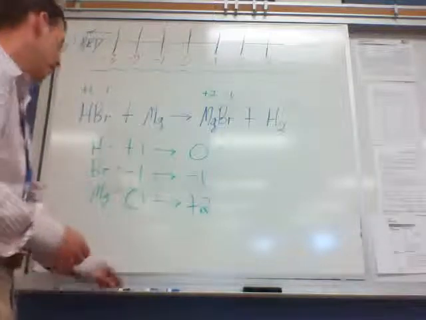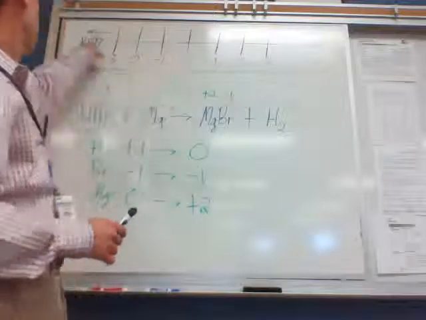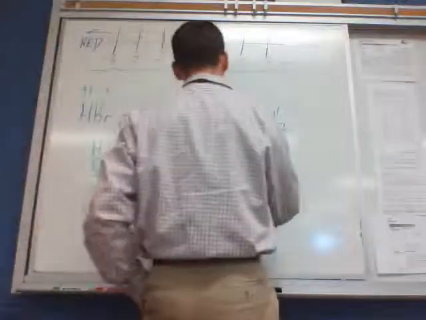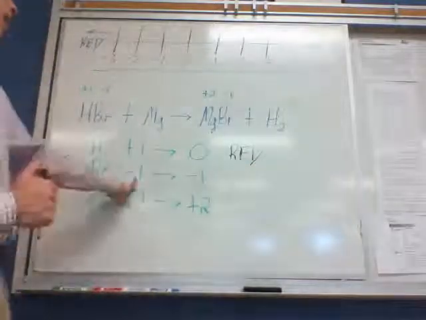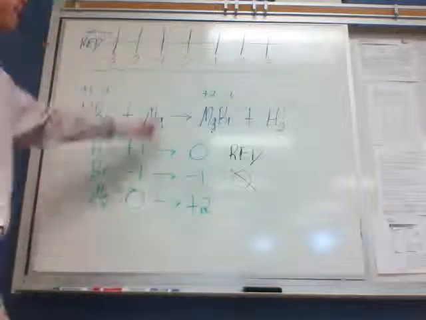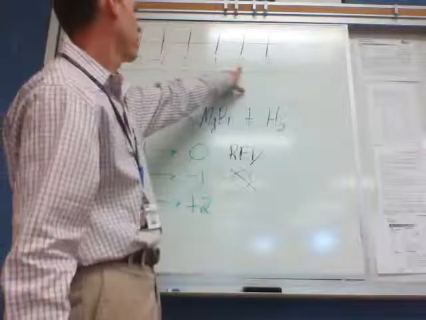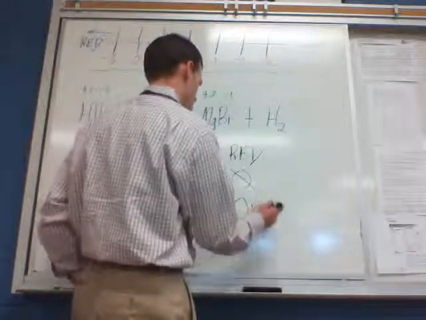To analyze, if I go from +1 to 0, +1 to 0, I have moved my finger in the reduction direction. Bromine went from -1 to -1. He didn't do anything. Magnesium went from 0 to +2. He went in the oxidation direction.